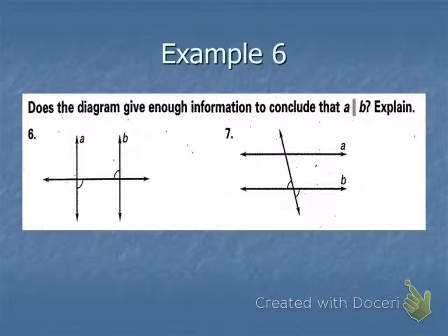6, what do you think? Yes. Why yes on 6? You had part of it right, I think. They're alternate interior. Alternate interiors are congruent. That's enough to say that A and B are parallel. Good. What about 7? Yes or no? No. Why not? It is a vert something. Good. Those are just vertical angles. Vertical angles don't tell us anything about the relationship between A and B. All right. Any questions so far?